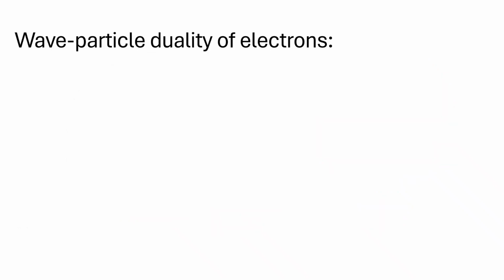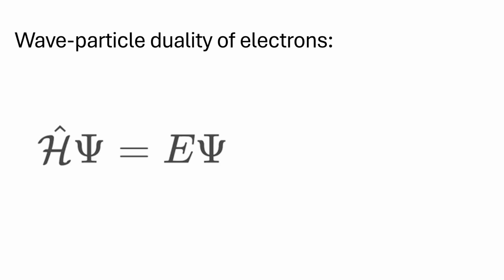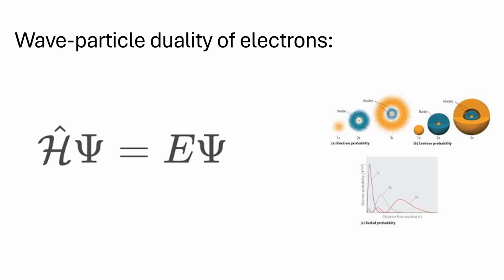The Schrödinger model predicts electrons not as tiny spheres racing around the nucleus in orbits. Instead, they are wave-like objects exhibiting wave-particle duality, and their behavior is governed by a mathematical expression called the Schrödinger equation. Solving this equation gives us wave functions, and when we square those wave functions, we get probability densities, maps showing where an electron is most likely to be found.